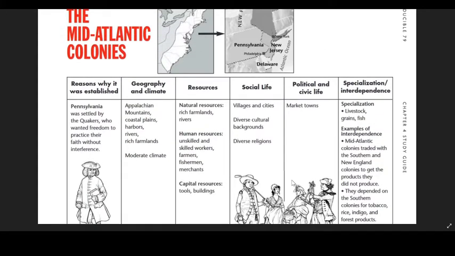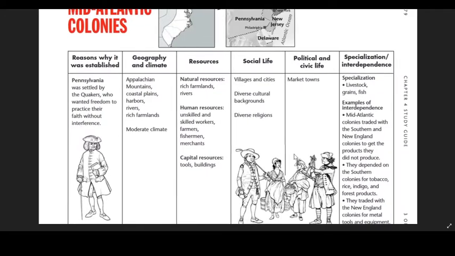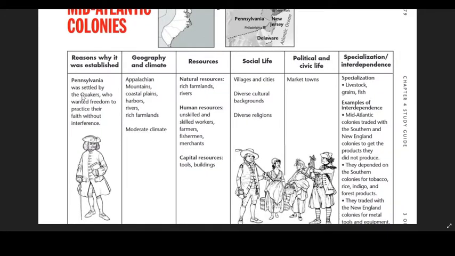Okay, so the mid-Atlantic colonies were settled in Pennsylvania by Quakers, and they came here also for religious reasons. They wanted the freedom to practice their faith without interference. Of course, the Appalachian Mountains were there. Coastal plains. Remember, the coastal plain is the whole region that we're talking about here, next to the Appalachian Mountains.